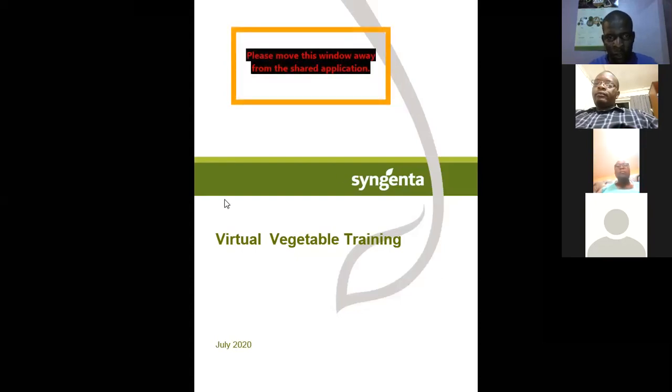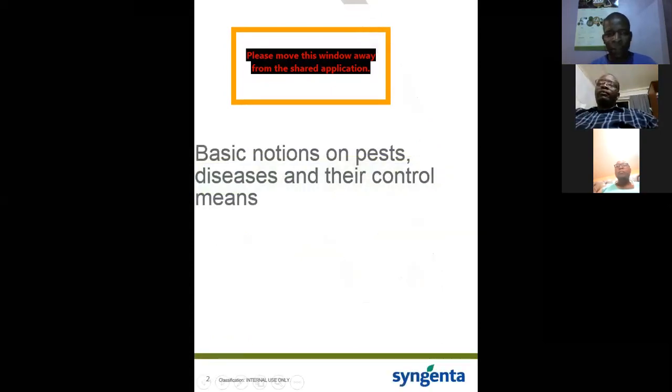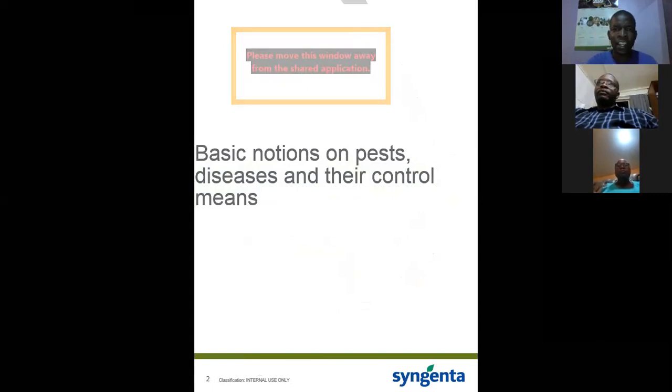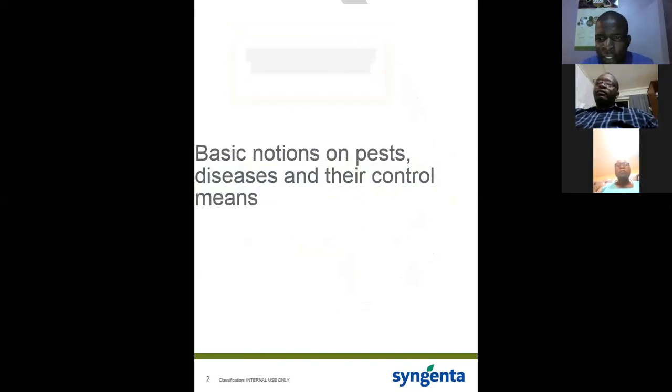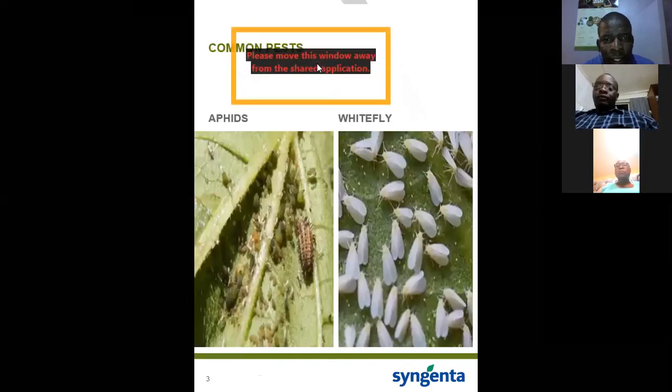diseases and pests. First of all, we are going to look at the basic notion of pest, disease, and their control. There are so many types of pests, but today we'll focus on the insect pests because they are the most common pests that devastate crop production. So we are going to move forward.